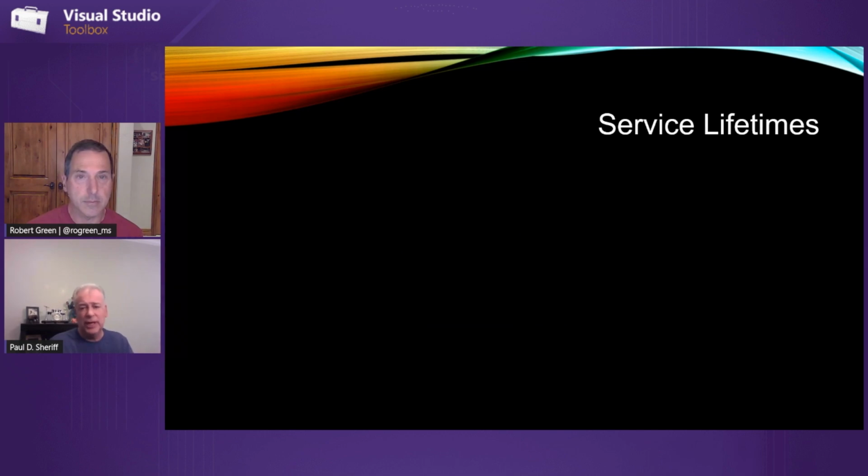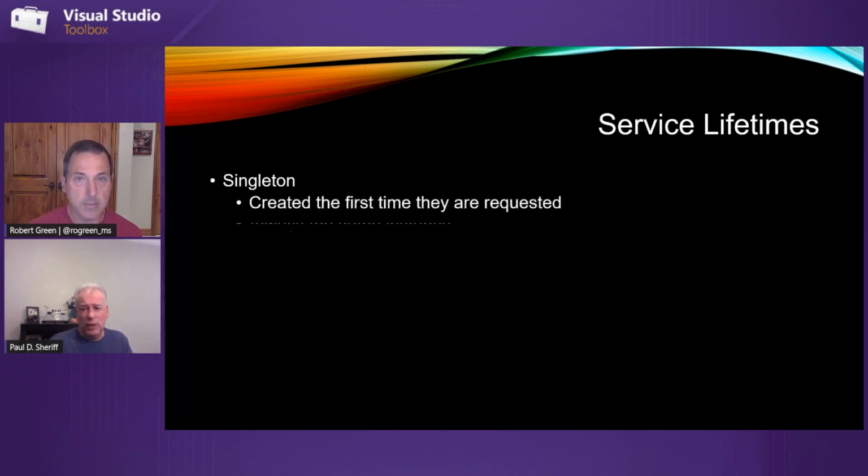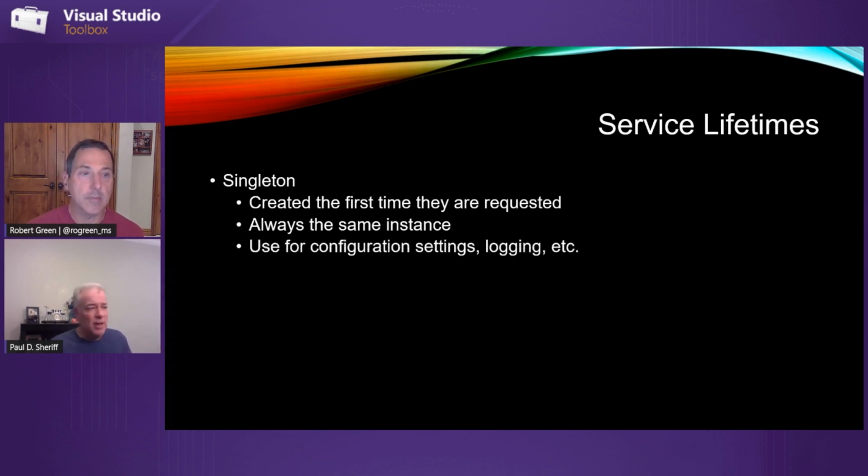So that services container is going to create these instances of objects, and it can create it as a singleton, which means it's created the first time it's requested. After that, it's always the same instance. So it doesn't create 5 or 10 of these. It's only going to create one. We typically use this for things like configuration settings and logging.